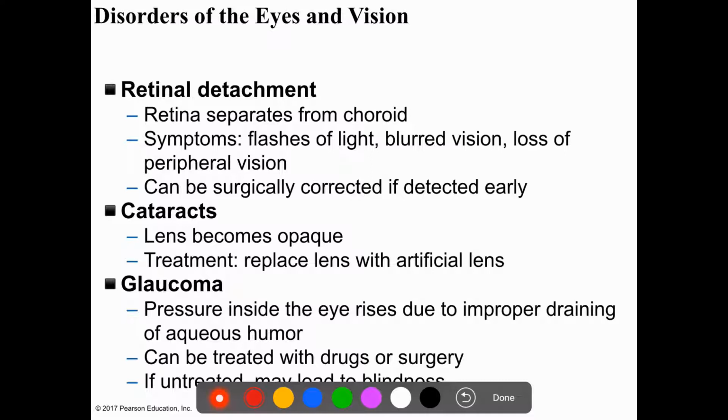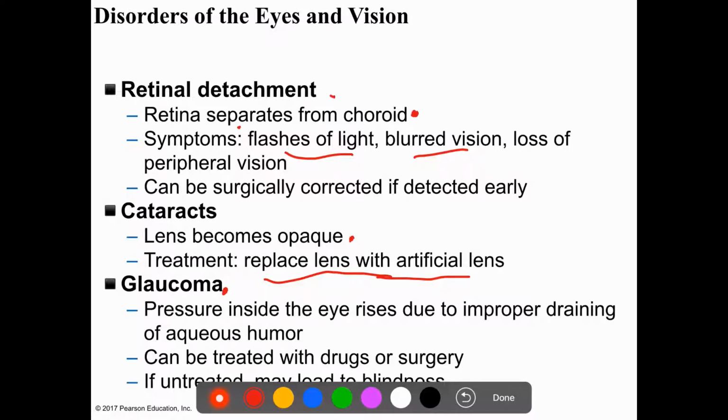For the eye and vision, we have retinal detachment. The retina is separated from the choroid, the layer beneath it. In this case, patients will see flashes of light, blurred vision, and loss of peripheral vision. We have cataract, when the lens becomes opaque, non-transparent. It is usually replaced with an artificial lens.